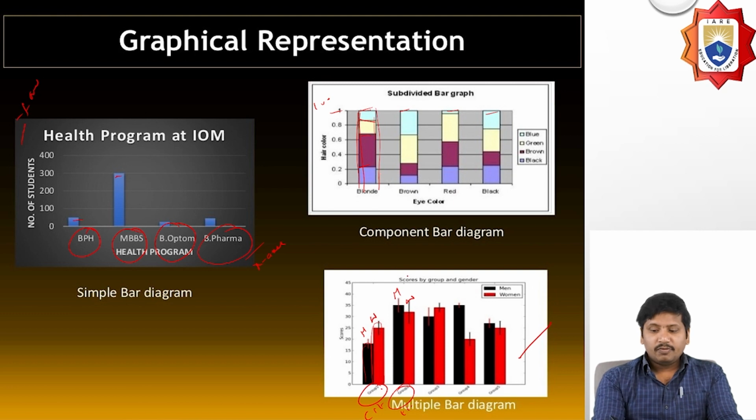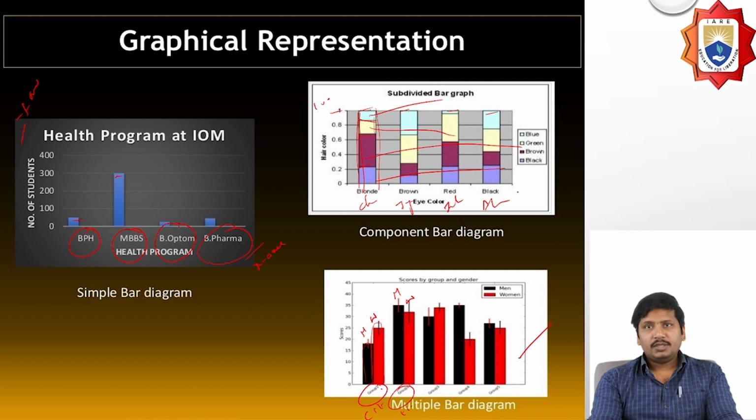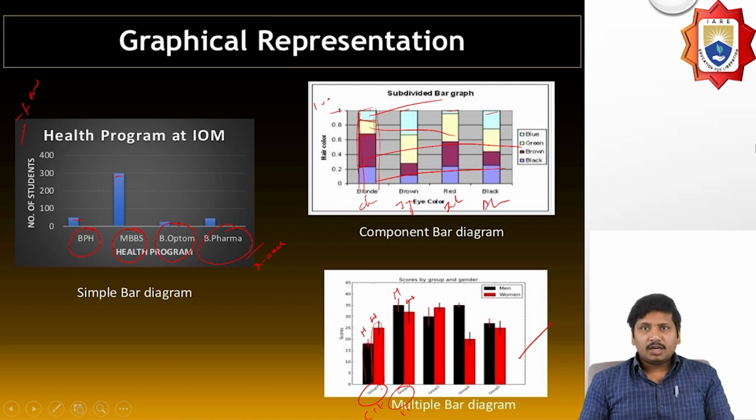So this blue is going to mean blue hair people, and brown is going to mean brown hair people, and yellow hair, white hair people. Like this, I can segregate it. Then how much I have to consider. So in Chinese, how many people are there, and then in Japanese, Indian, and African. Like this, I want to know, so that I can go for the component bar diagram. Here, the simple bar itself can represent different kinds of information.